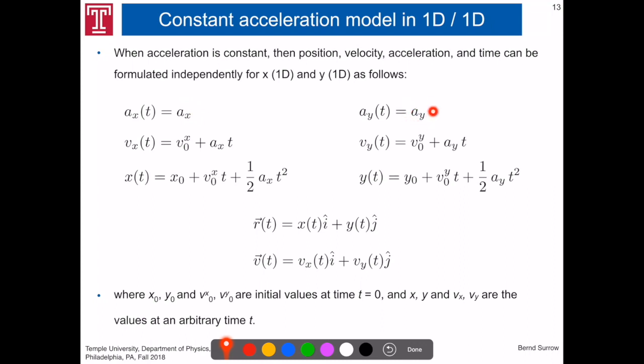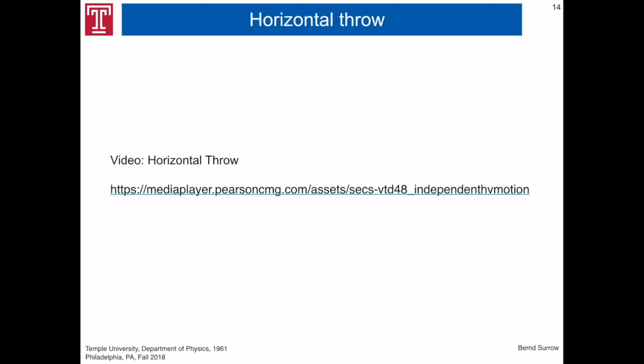However, that stone will be subject to gravitational attraction. So the constant acceleration here is minus g, whereas in the x direction it is 0. And everything then follows from that. I will calculate this problem now in more detail. Here is a link to a demonstration.